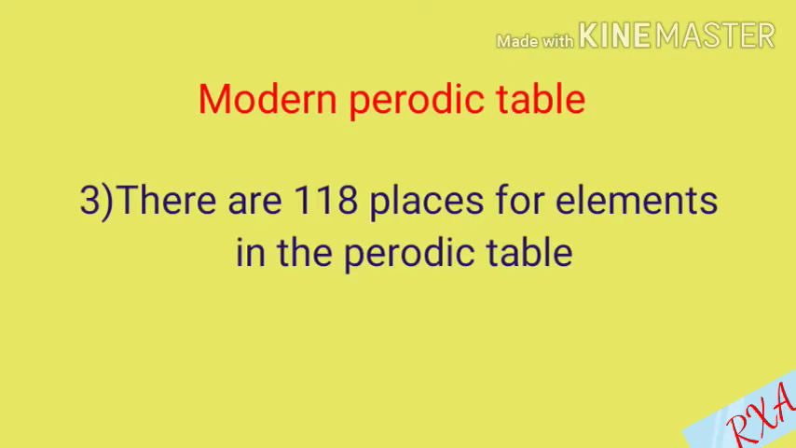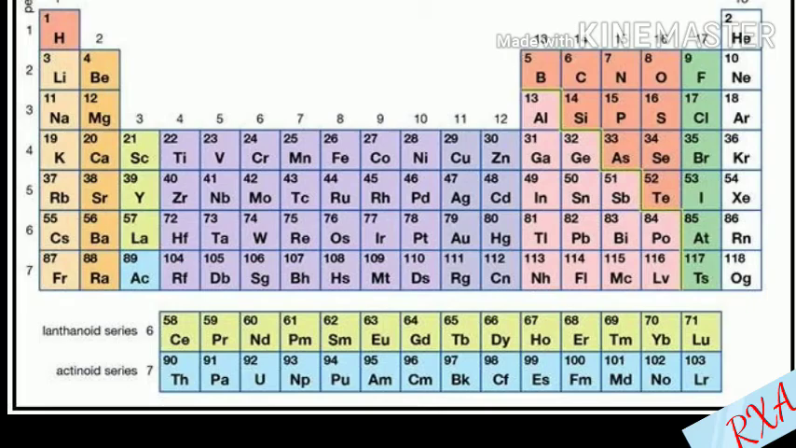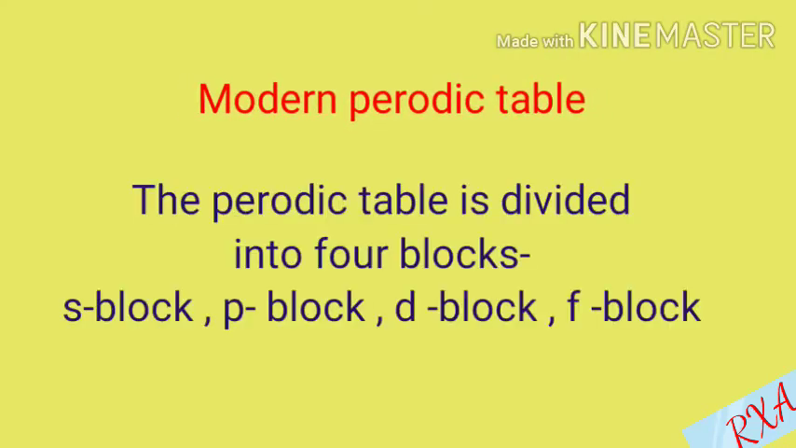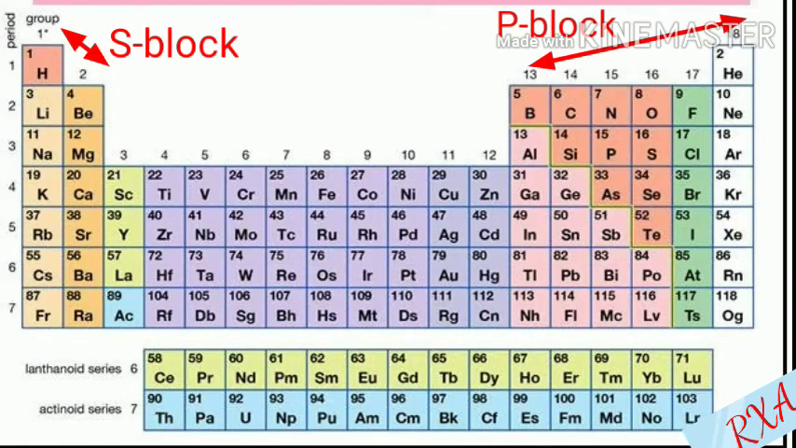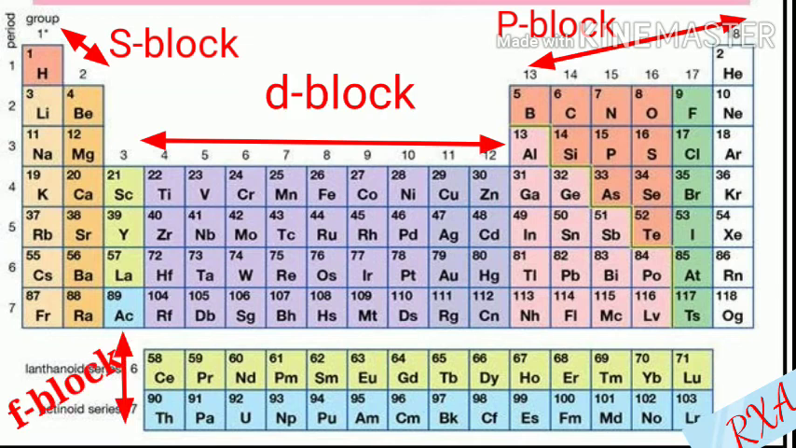Point number 3. There are 118 places for elements in the modern periodic table. Point number 4. The periodic table is divided into 4 blocks, that is S block, P block, D block and F block.